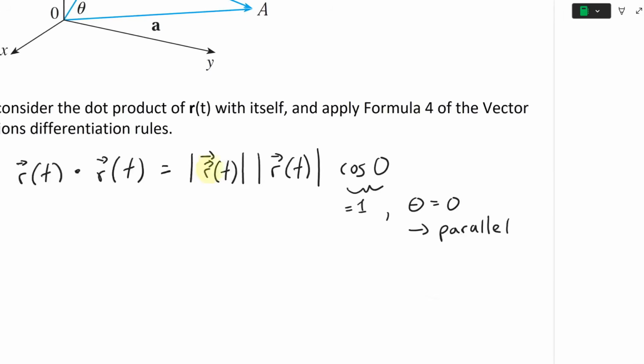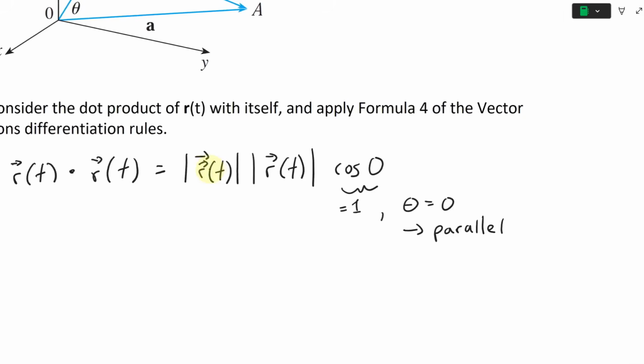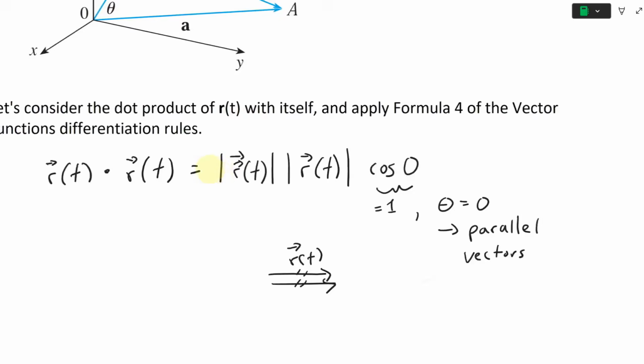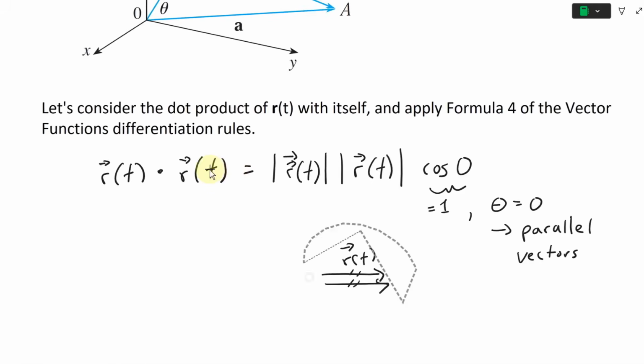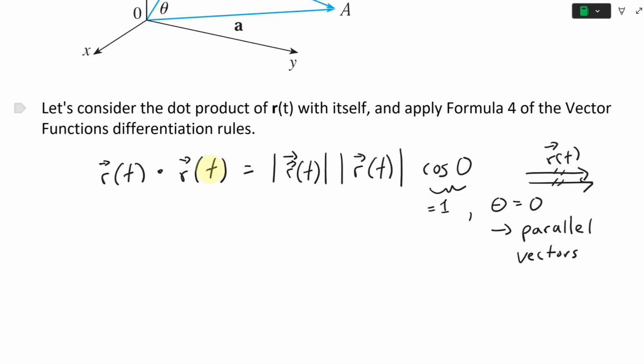I just put theta equals 0, that basically means we have parallel vectors. Because a vector by itself, r of t, the other vector is also r of t, so it's basically the same thing. These are both r of t, so it's just on top of each other. So that is parallel vectors there. All right, so that is that.